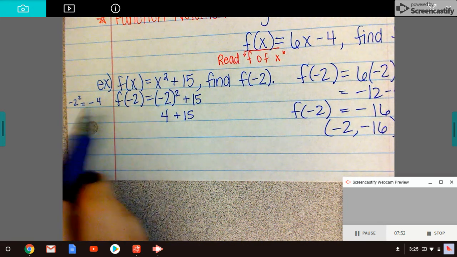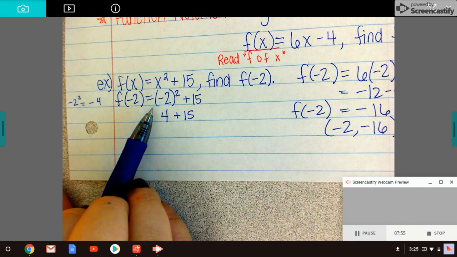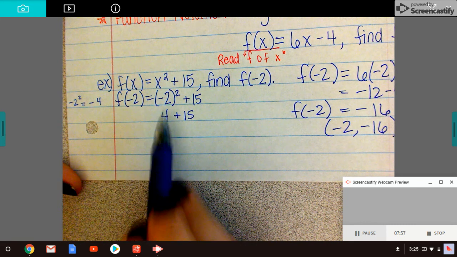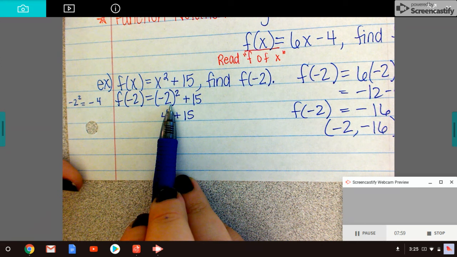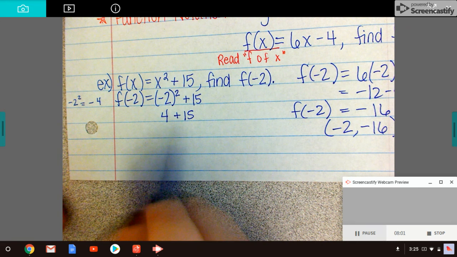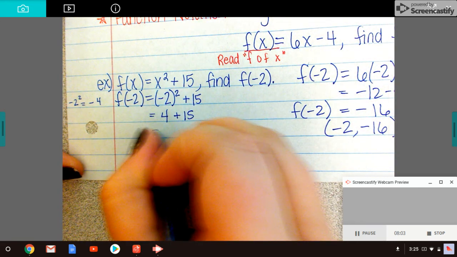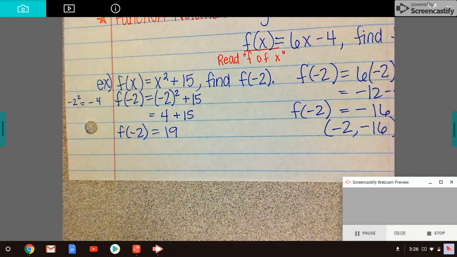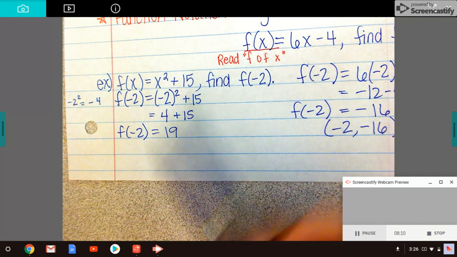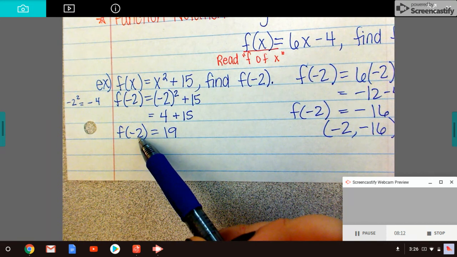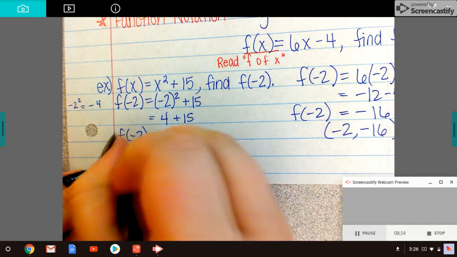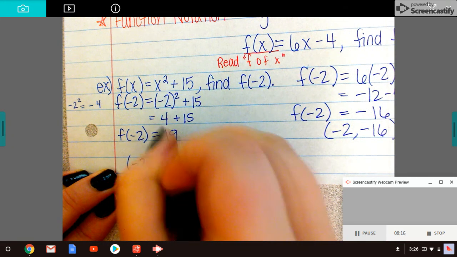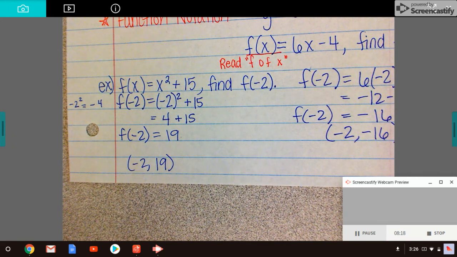These are not the same thing. Be wary of that mistake. I see that very, very often. So please use the parentheses when you substitute. From here, we're almost done. We simplify and we get 19 out. So f of negative 2 is 19. So I know in this function, I have a point at the x coordinate negative 2, the y coordinate 19. So negative 2, 19. All right, we're going to call it quits on these notes.